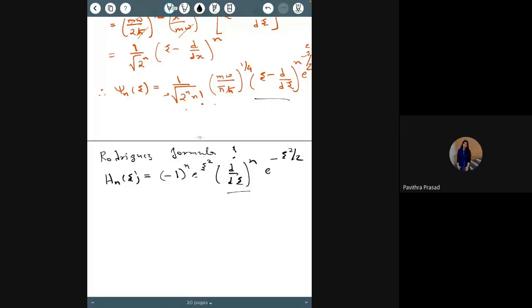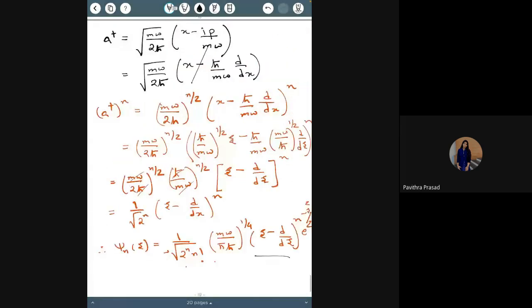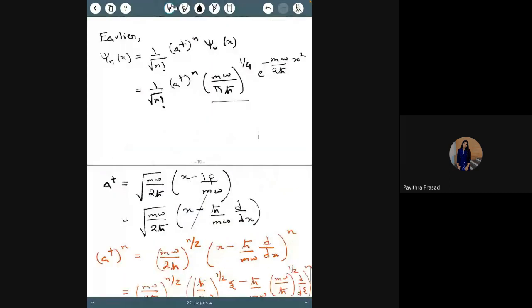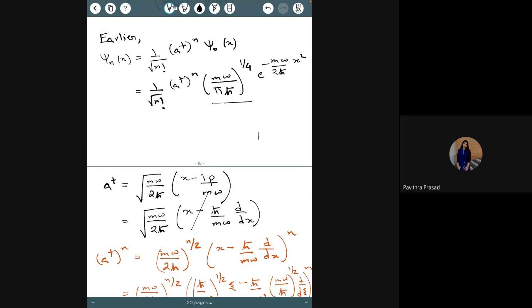Ma'am, could you please tell from where we are getting that 1 by 4 in the power part? Oh, this 1 by 4 came from our normalization of the psi 0 that we had before. So I evaluated a dagger to the power n, and then I put it back into this expression. Okay, ma'am, got it. Thank you, ma'am.